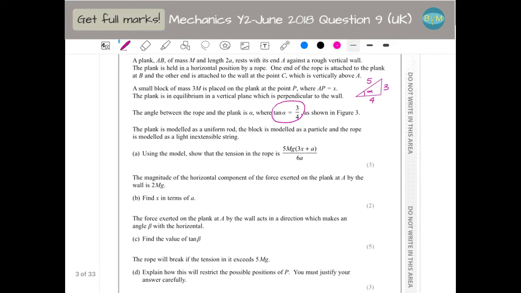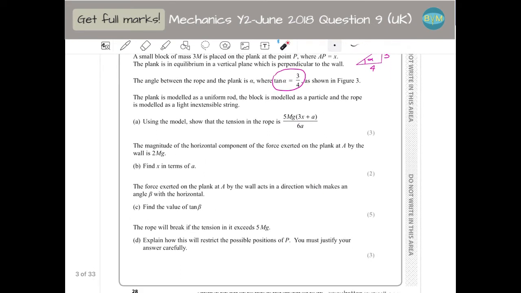So for C, they say the force exerted on the plank at A by the wall acts in a direction which makes an angle beta with the horizontal. What is this force? Because they have already talked about this force before. So they say the magnitude of the horizontal component of the force is 2 mg. And now they talk about the force itself.